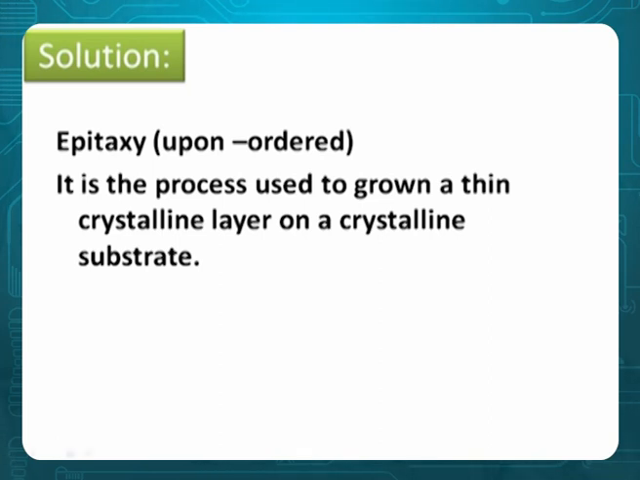The answer is epitaxy. Epi means upon. It is a process used to grow a thin crystalline layer on a crystalline substrate. Any small thin layer that you want to grow by epitaxy is called an epitaxial layer, as I already told you. So therefore, the option is D. So this is all about the different ideas related to IC fabrication, which is what I mean by device technology.